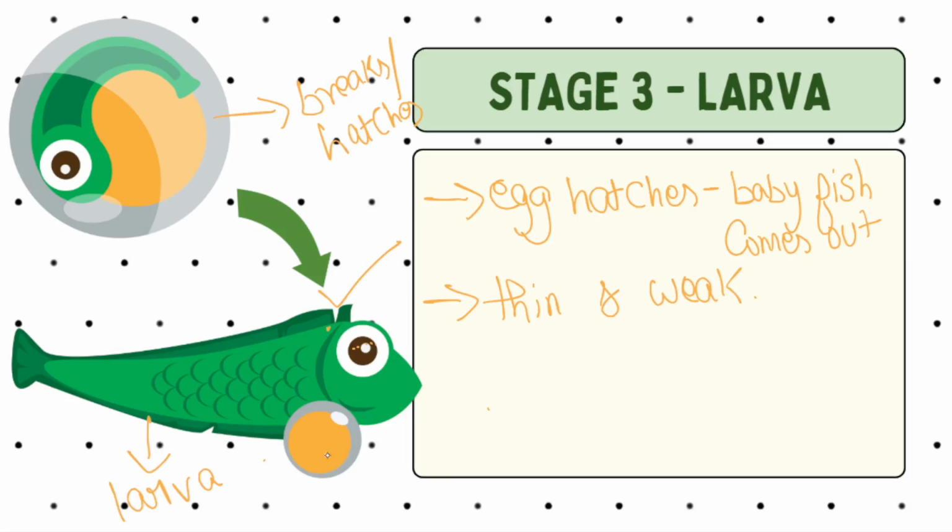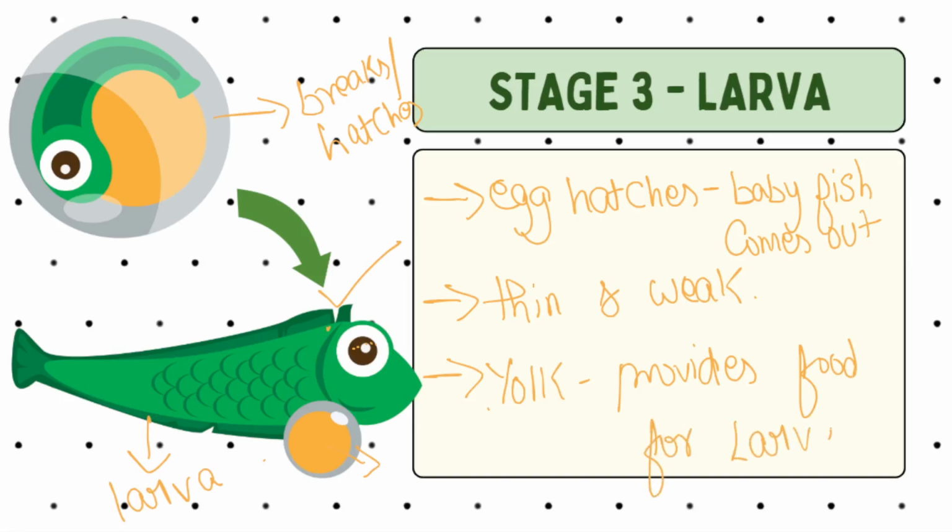And also there is a yolk part, right? Again there is a yolk part when it comes out. What does it do? The yolk part provides food for the larva. Okay. Done. So this is the stage 3.